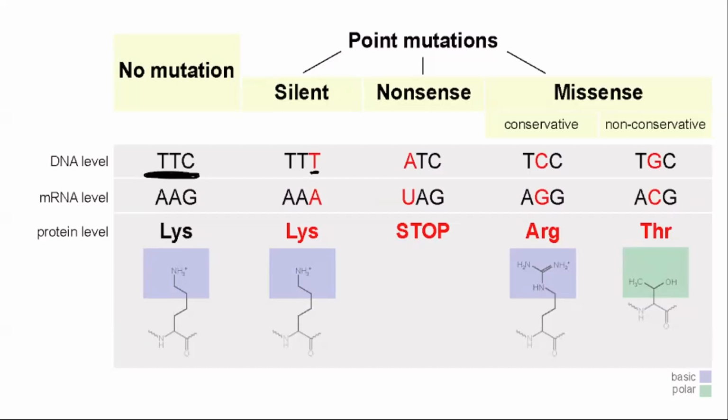So as you can see, the silent point mutation is going to be that substitution of the nitrogen base that results in the same amino acid of your original DNA. Now, we can also have what is called a nonsense point mutation. So what is a nonsense point mutation?